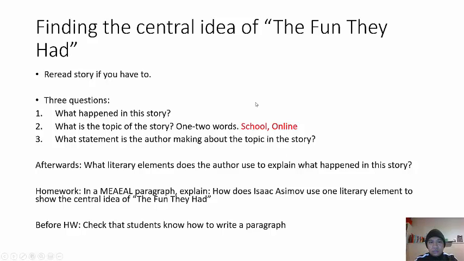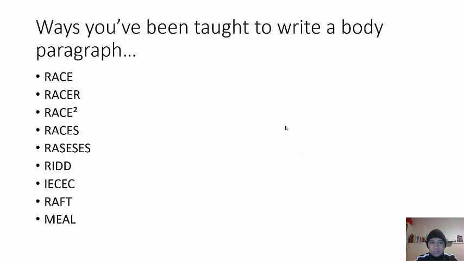Pause it, right? Basically, to find the central idea, you should do 3 things. Know what happened, know the topic, and then explain what's the author saying about the topic. What's the author saying about school? What's the author saying about online school? That's how you get the central idea.